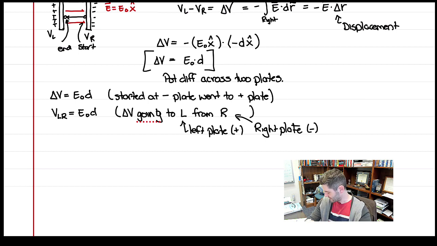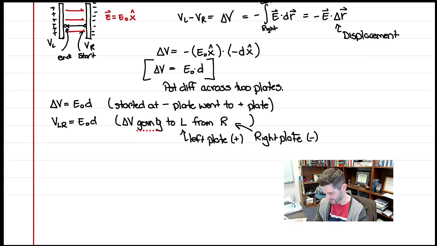So it's just notation that typically people are consistent with, but sometimes books aren't, and it causes quite a headache. Because when we say it like this, it looks like we're saying the value of the potential is equal to E naught times d, because there's no delta. But I think they're implying a delta when you write it like this. Or you can think of it as the right plate is 0 and then the left plate is E naught d, or the positive plate is E naught d.